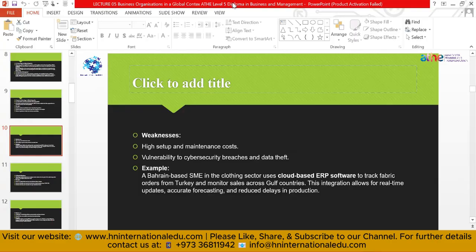For example, a Bahrain-based SME in the clothing sector used cloud-based ERP software to track fabric orders from Turkey and monitor sales across Gulf countries. Now, see, it's a Bahrain-based organization. They're taking the cloth material from Turkey and trying to get it delivered in the whole Gulf region. So 3 countries are involved, though it's an SME. This integration allows for real-time updates, accurate forecasting, and reduced delays in production.